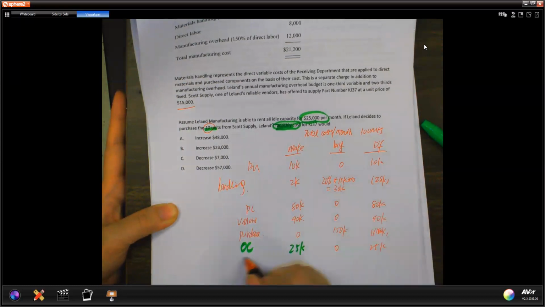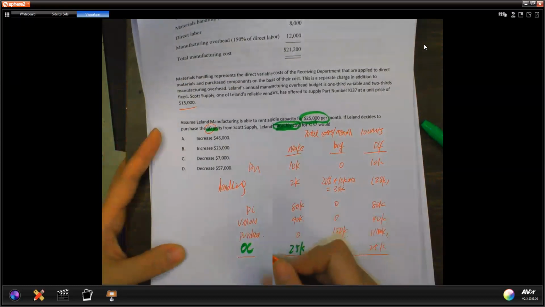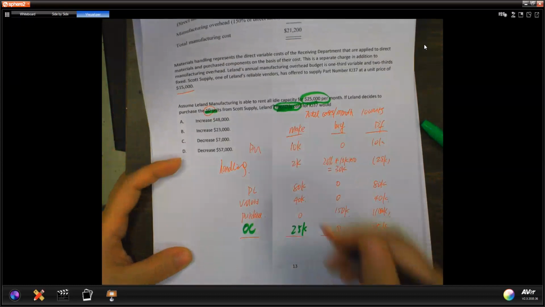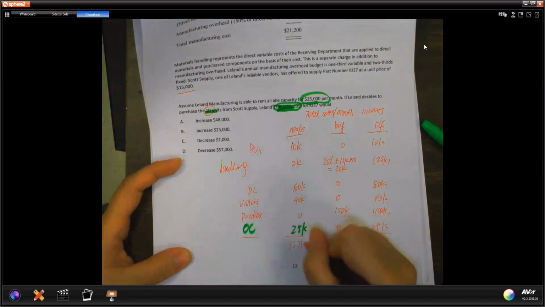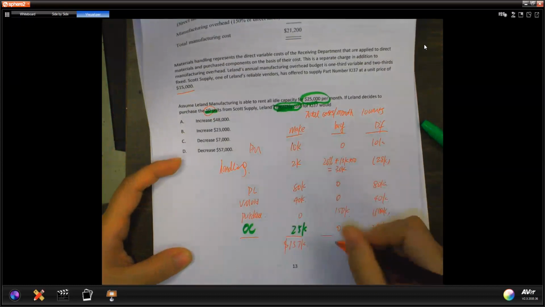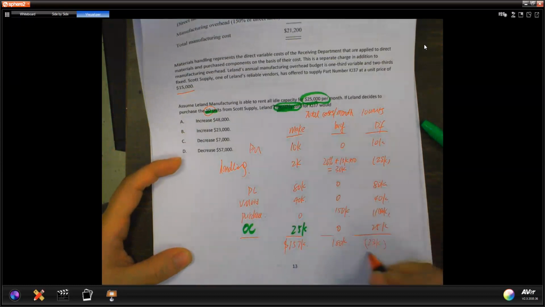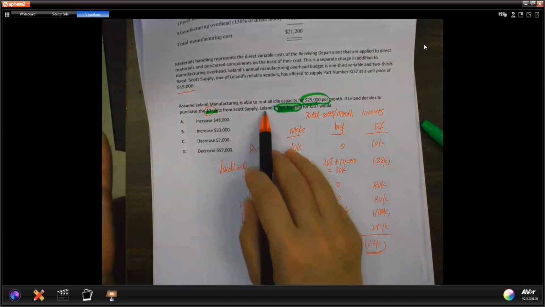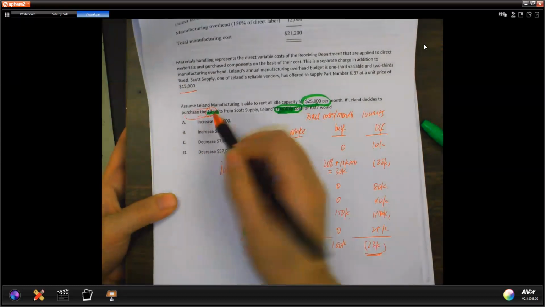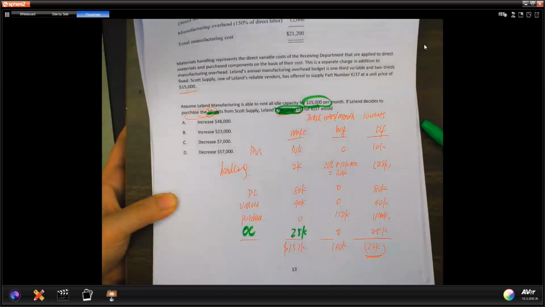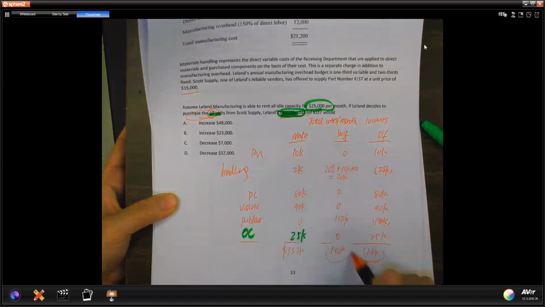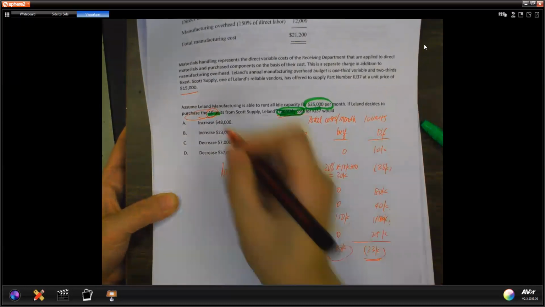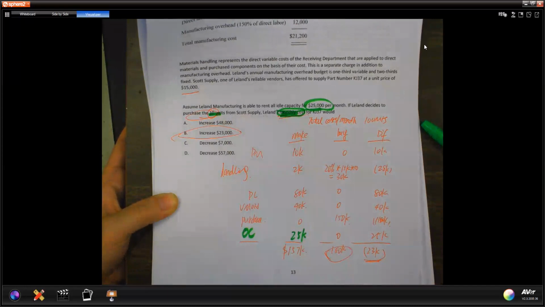So if you do all the math again, you will find out your total cost under make is 157,000, and then under buy is 180,000. So the difference is 28,000. And the question asks you, if you buy, what will happen to your monthly cost? So if you buy, your monthly cost will be increased by 23,000.